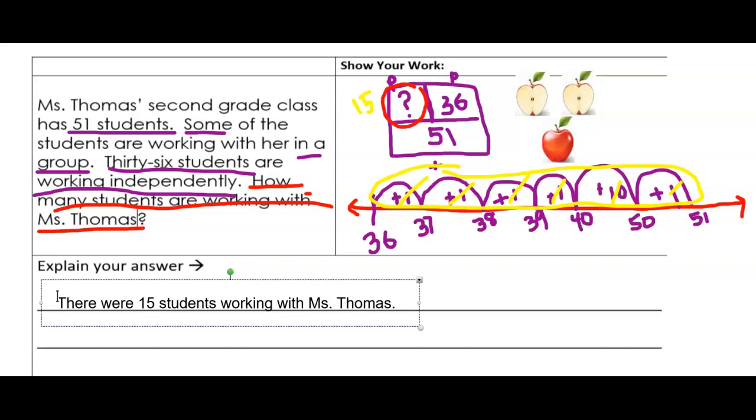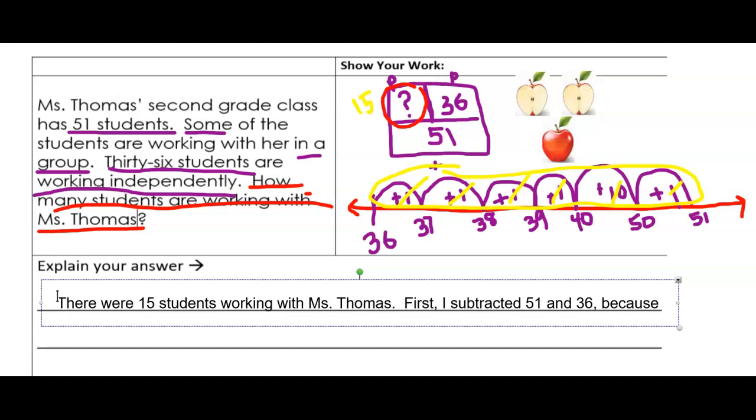We didn't make or write an equation, so we're not going to start with that. We can talk about how we subtracted 36 from 51. Or you could say I subtracted 51 and 36. First, I subtracted 51 and 36, comma, because. Do you remember why we subtracted 51 and 36? Yes, because 51 was the total amount of students in the classroom, and 36 was a part of the total amount. And in order to find the other part of the total amount, we had to subtract.